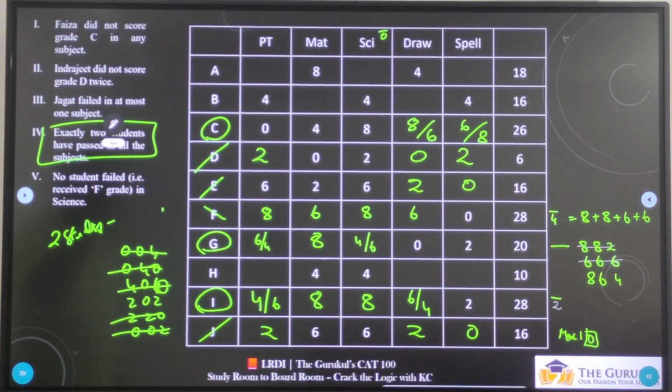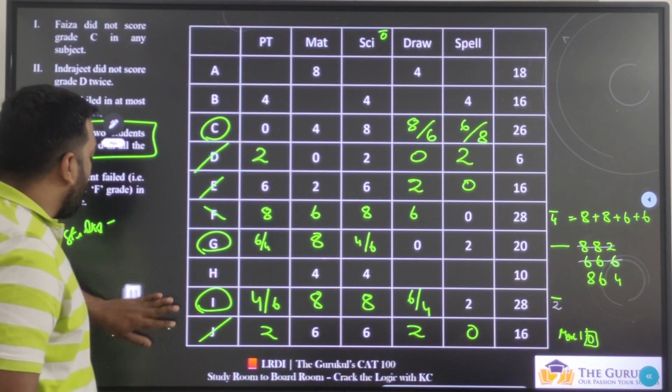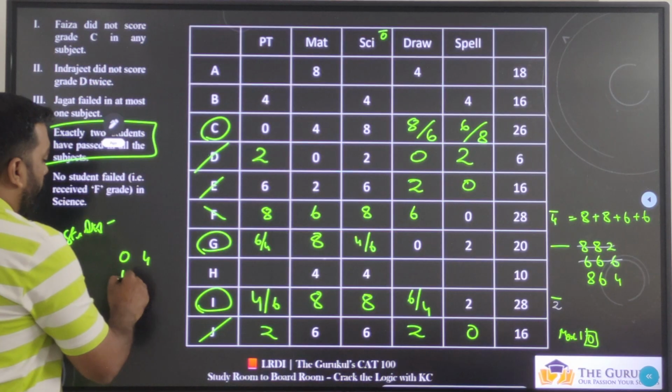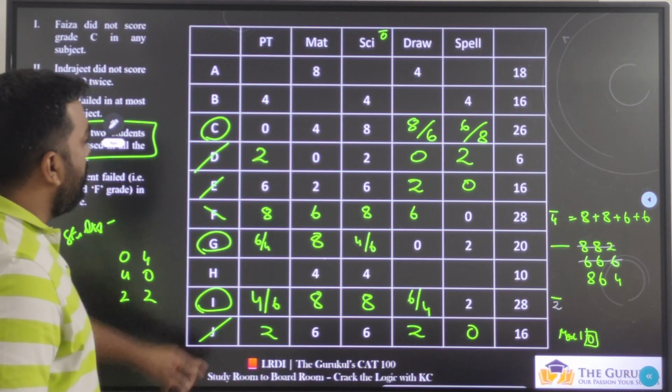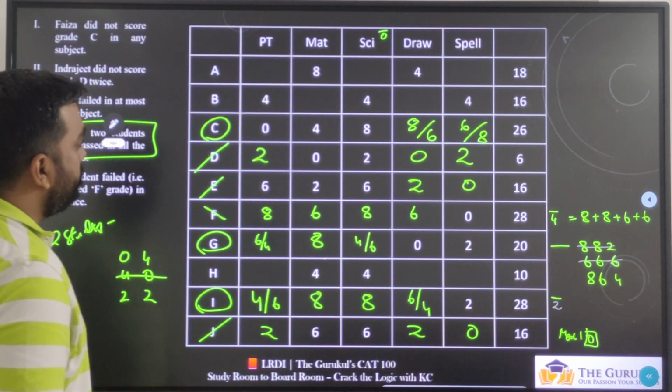Next, look at option B. Person B sum is 16. Already 12 is done. So I need to have 4 more as sum of 2 numbers. So this can be 04 or 40 or 22. These are the 3 different possibilities. 4 cannot be here. So 4 in the first position is not possible.